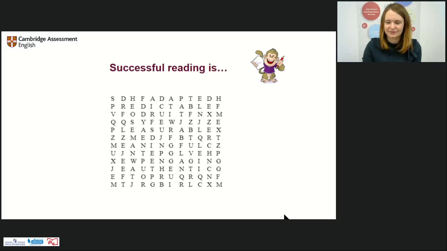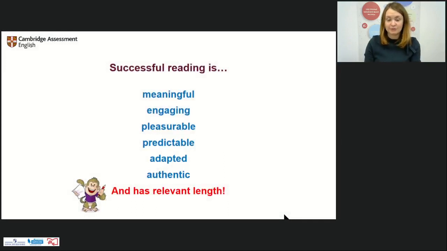All right, let's check what we're supposed to have here. So, as you've mentioned, meaningful, engaging, yeah, well done. Pleasurable, predictable, adapted, authentic. And one more important thing, it should have relevant length.